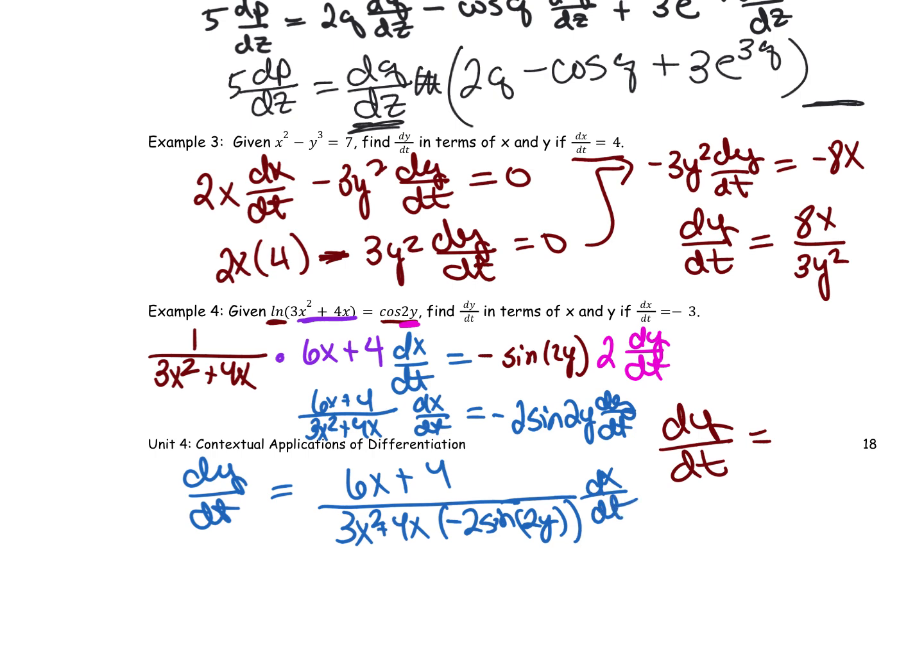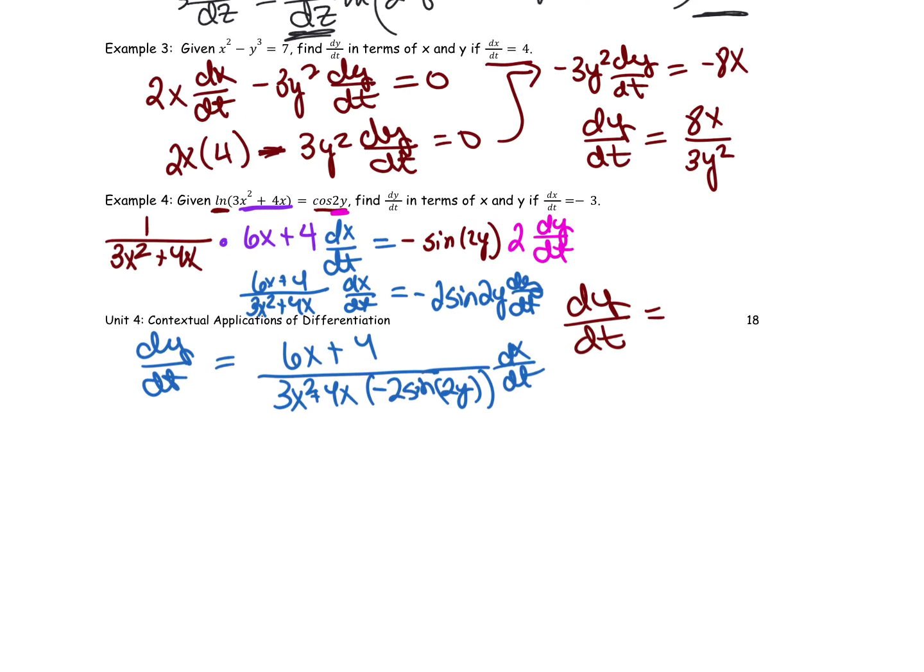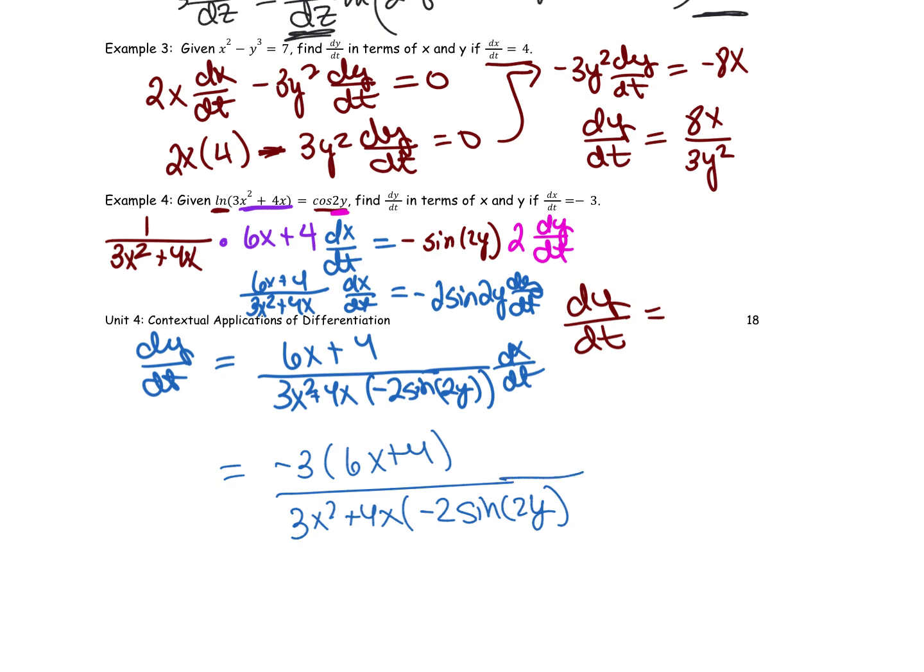You plug in dx dt. It equals negative 3. So we got negative 3 times 6x plus 4. And then we continue to simplify that. Probably have stuff we can cancel out, right?